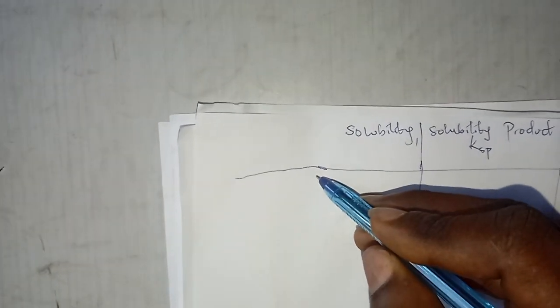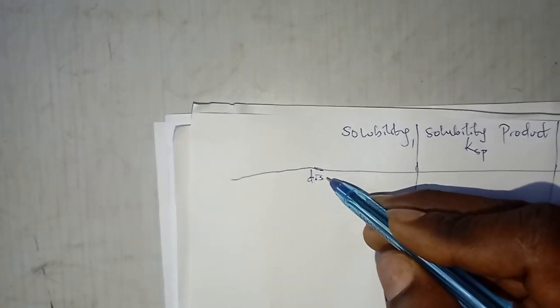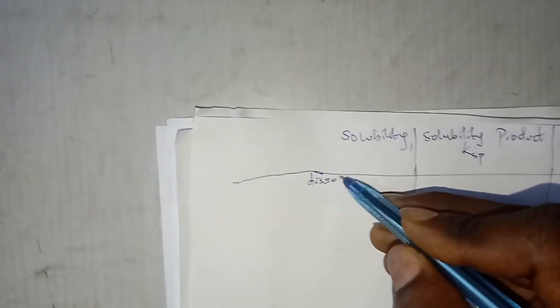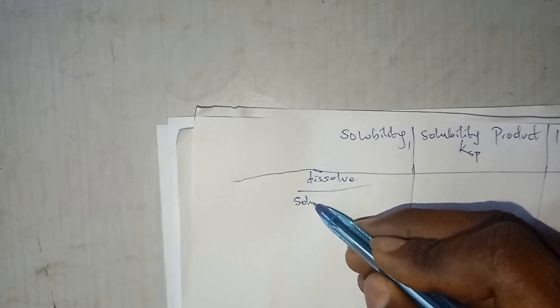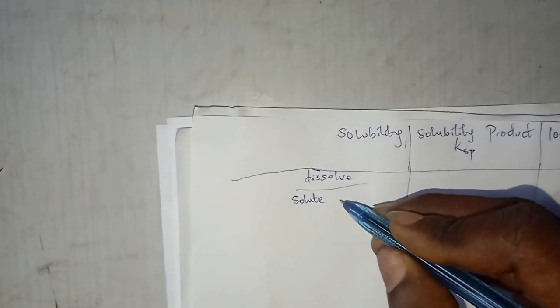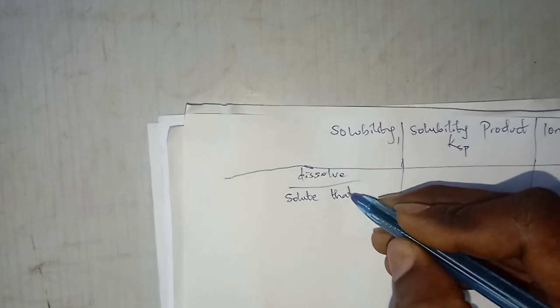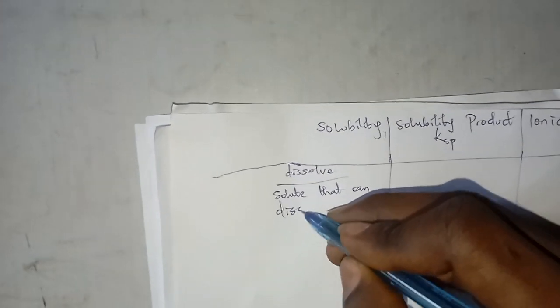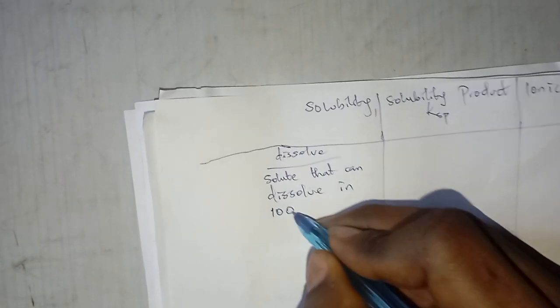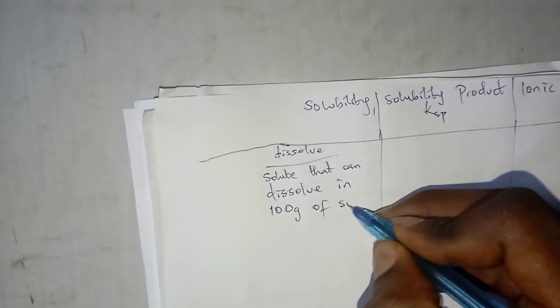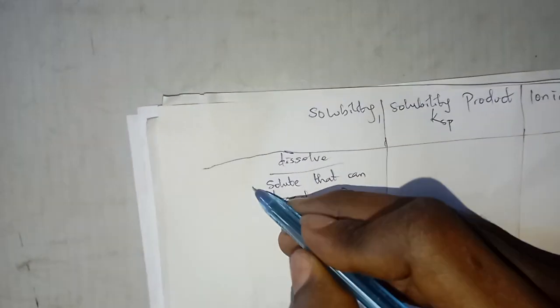So when we talk about solubility, we simply refer to dissolving. Another name for soluble. When you say something is soluble, it means it can dissolve in the solution. So when we talk about solubility, we are talking about the amount of solutes that can dissolve in 100 gram of solvents. That's the first definition.